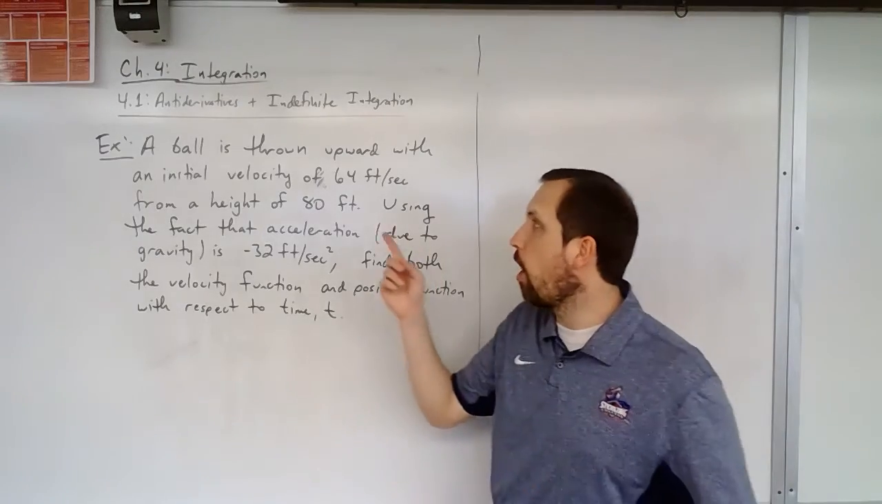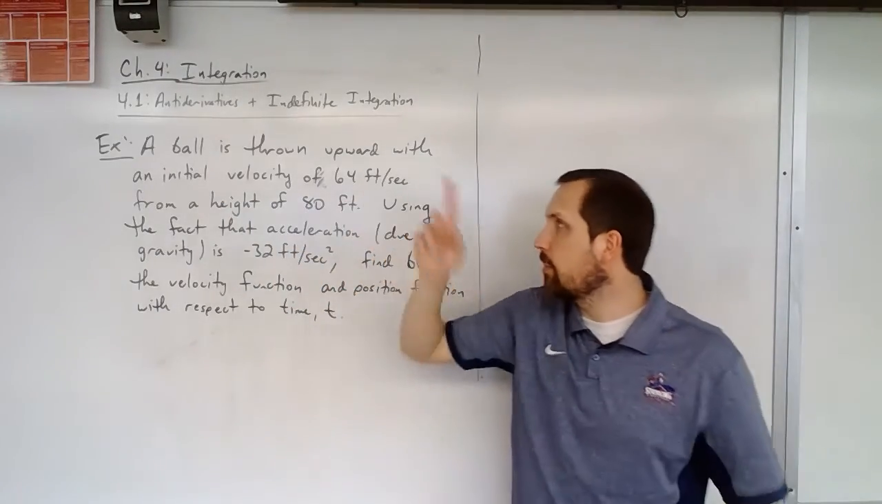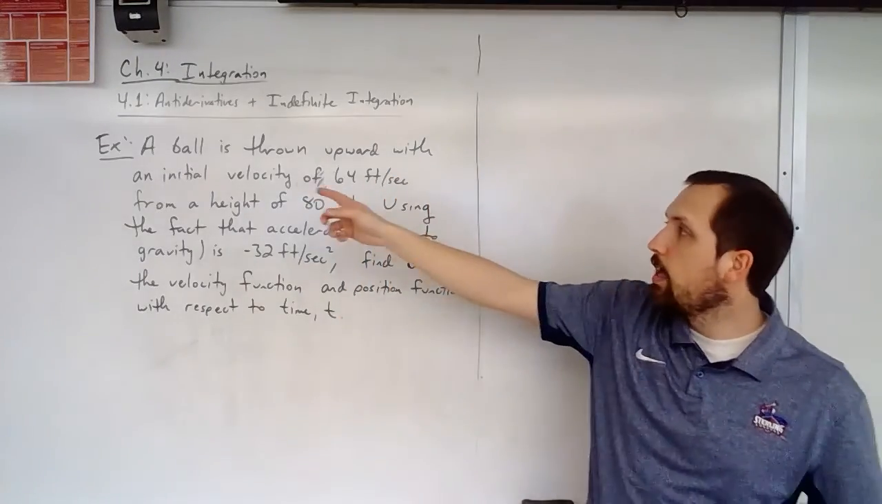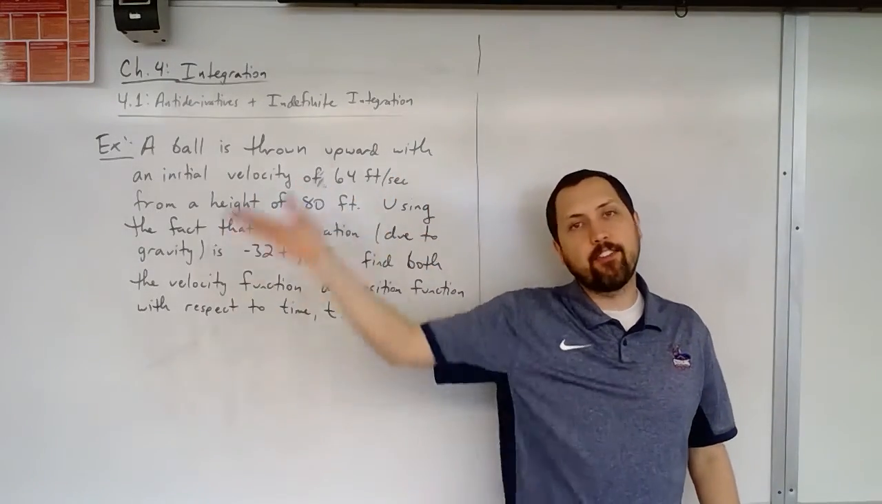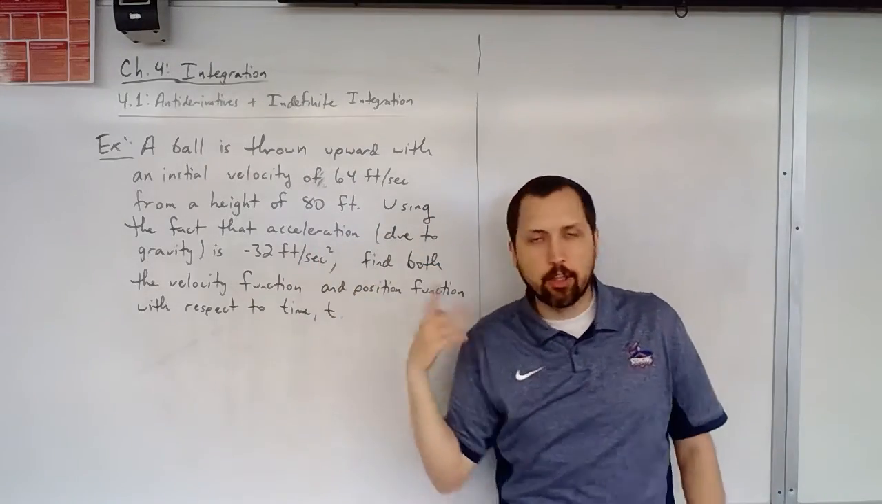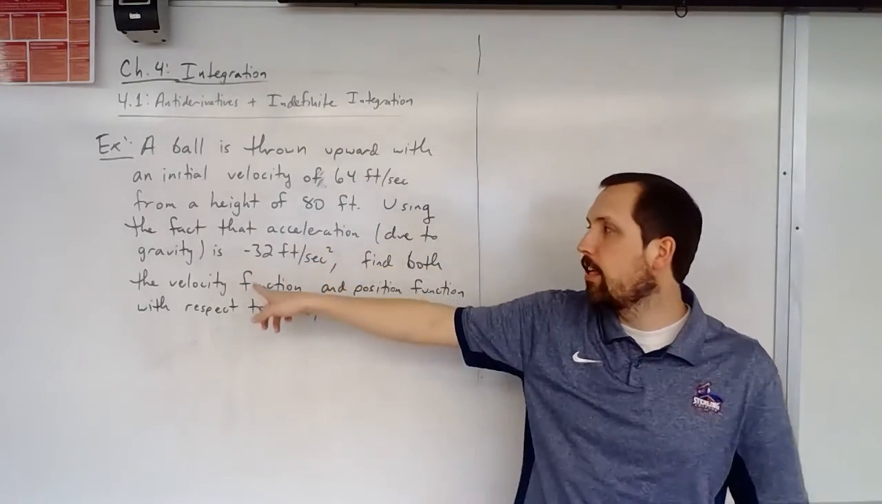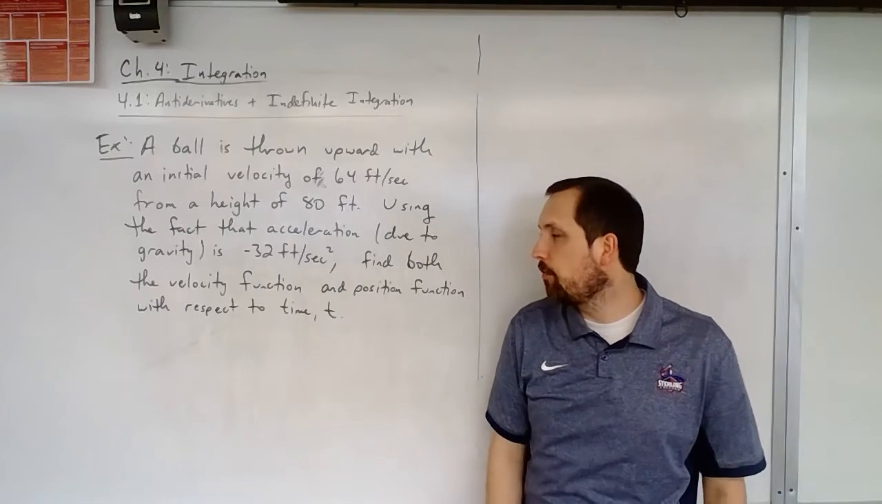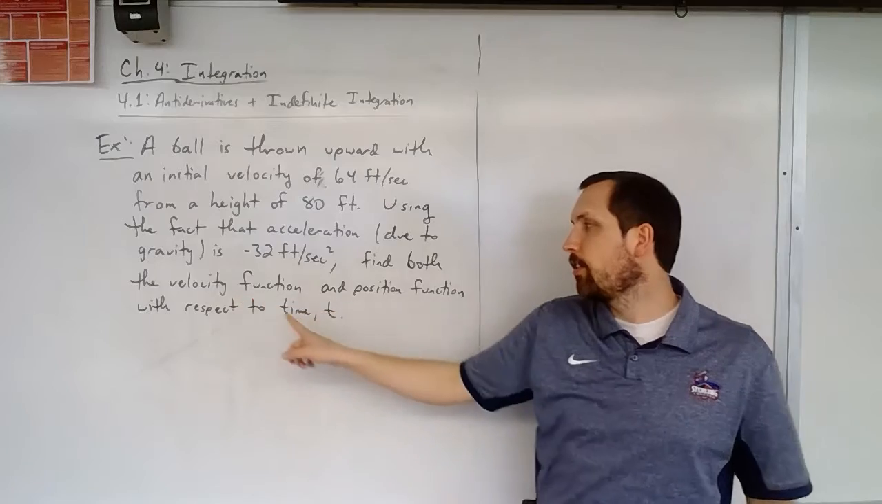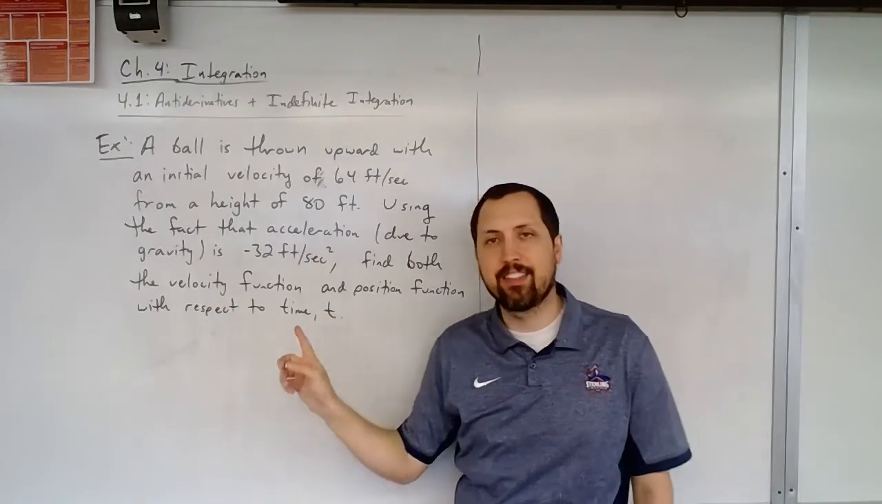A ball is thrown upwards with an initial velocity of 64 feet per second. So I throw this ball up in the air, and I throw this at a height of 80 feet up in the air. Using the fact that acceleration, and the only acceleration is due to gravity in this case, is going to be negative 32 feet per second squared, we're going to find both the velocity function and a position function with respect to time.